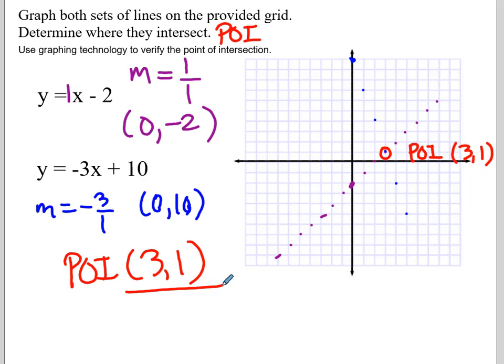So if you put (3, 1) back into your original equations, you'd see it makes a true statement, and you can do that for both of them. So the point of intersection is really important because it's the shared or common solution to both lines, and it's the only one.